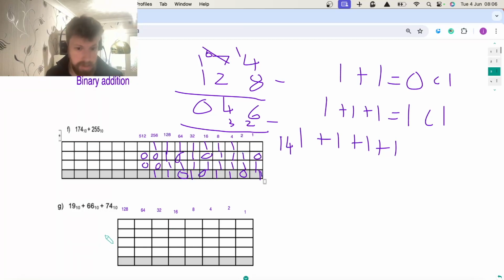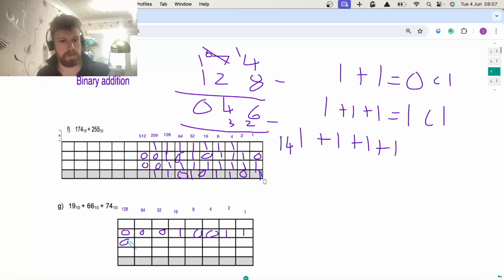Now 3 numbers, so again we're just going to convert these. So we're going to put 19, 0 0 0 1 0 0 1 1. So 3 16 is going to give us 19 there. 64 is 0. 0 64 0 0 0 0. And then we've got 2 0, so that's 66, and then 74 is going to be 0.